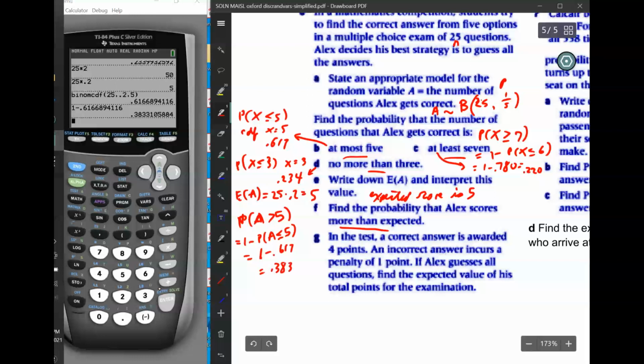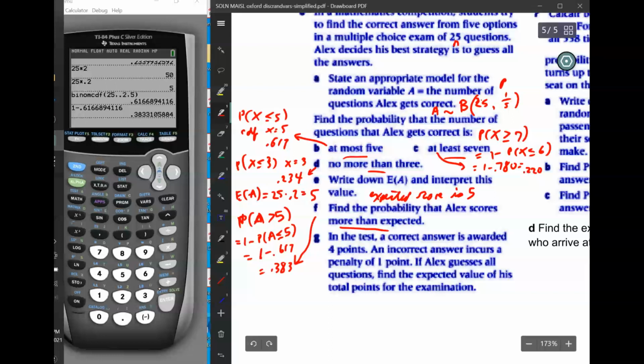Okay. G. In the test, a correct answer is awarded 4 points. An incorrect answer incurs a penalty of 1 point. If Alex guesses all the questions, find the expected value of his total points for the examination. Well, we already know that the expected number of correct answers he's going to get is 5, right? So we could just use that result to figure out this question.